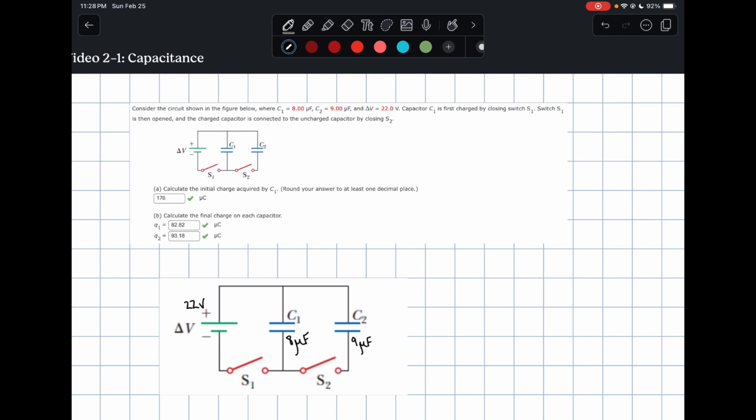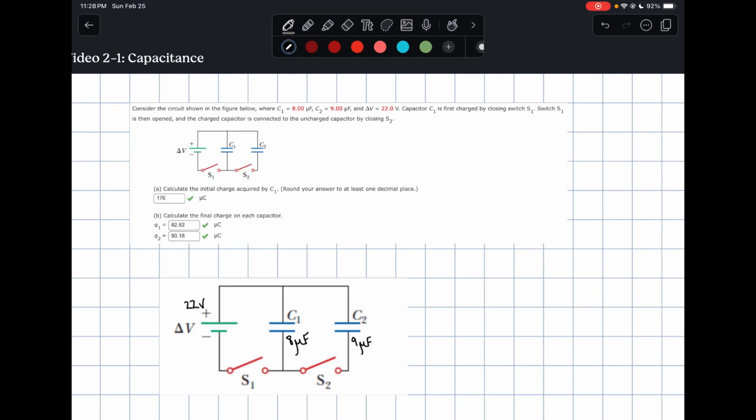Today we will be working on capacitance. Let's take a look at our problem. Consider the circuit shown in the figure below, where C1 equals 8 microfarads, C2 equals 9 microfarads, and the potential difference equals 22 volts.